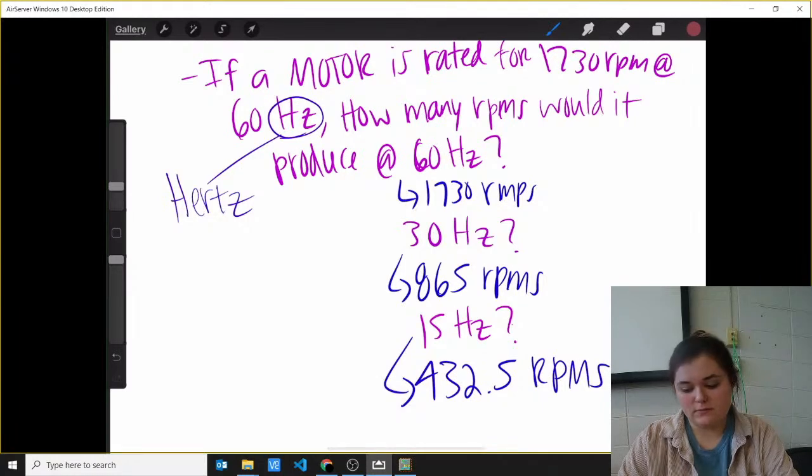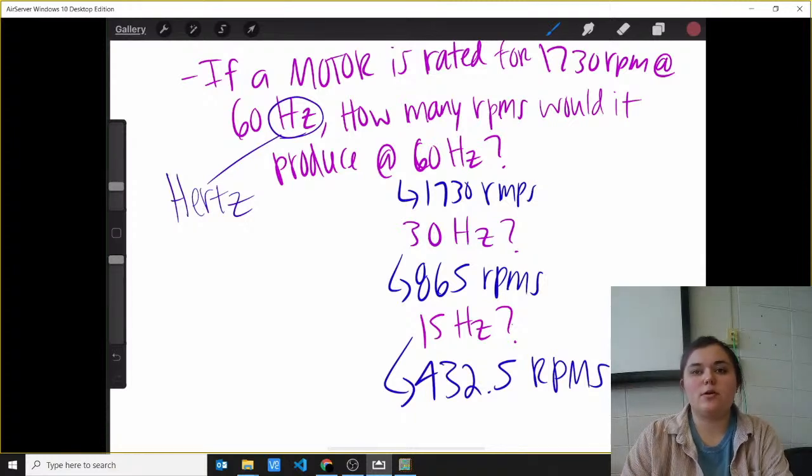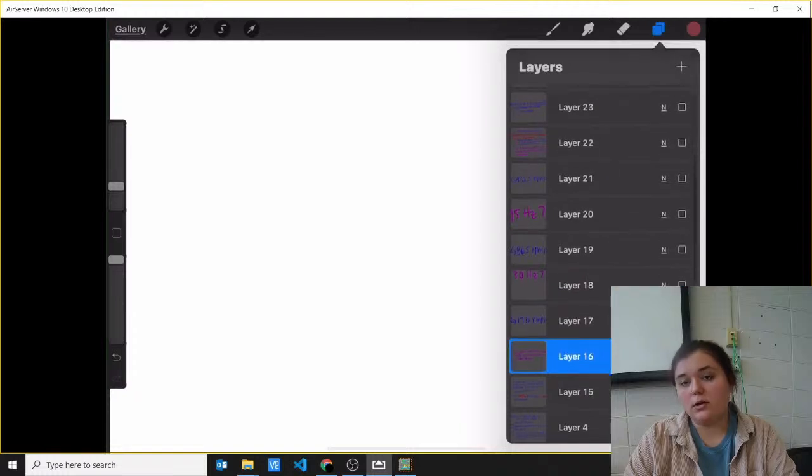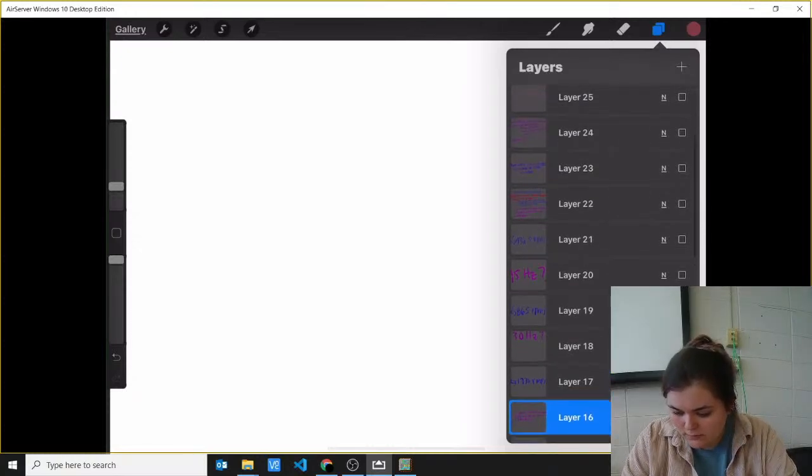So it is going to produce however many RPMs it's set for by the hertz. So that's just showing a parameter example. If a motor is rated for up to 60 hertz, it can produce up to 1730 RPMs. But depending on the application you're using it for, you might only need it to produce 865, so you're going to set it at 30 hertz. Cool? Understand it? So the lower the frequency, the slower the motor. Okay, got that? Yep. All right.